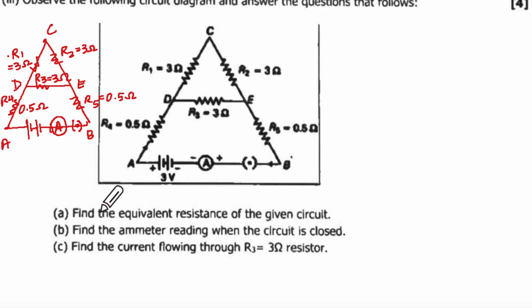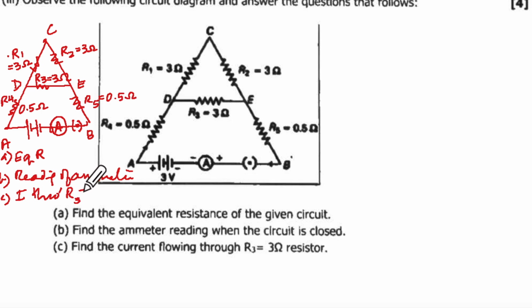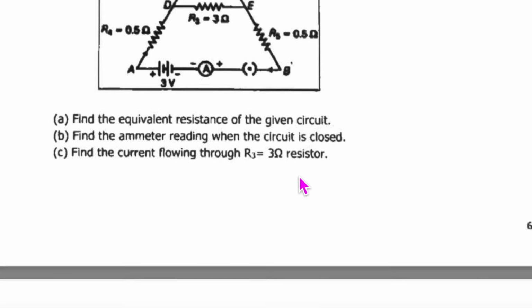What are they asking you? A is equivalent resistance. B is ammeter reading. And C is current through R3, which is 3 ohm. I just want to know if there is a fourth. No.